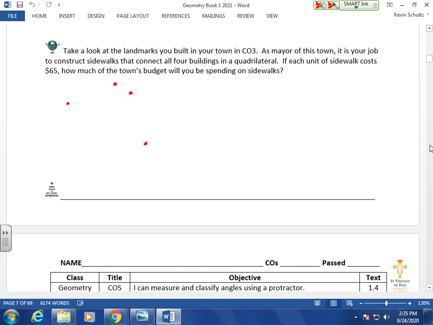So that's pretty good. Oh, wow. So you are building sidewalks. Then I draw straight lines that look like kindergarten did it. You are building sidewalks that connect each of those 4 towns in such a shape. Okay? If each unit of sidewalk costs $65, how much of the town's budget will you be spending on sidewalk? So your job is to find the distance, right? The total distance of sidewalk needed. It's not that insane.